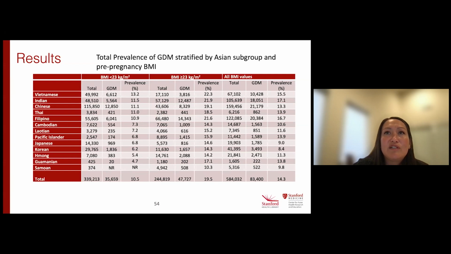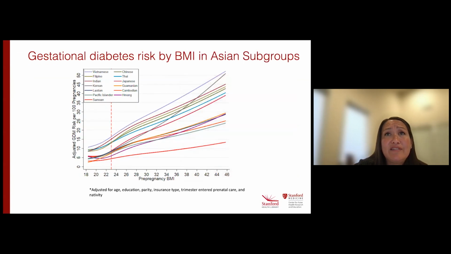And then interestingly, while Samoan patients had the highest rate of obesity, greater than 50%, they had the second lowest prevalence of gestational diabetes at 8.7%, and the lowest rate of gestational diabetes at a BMI of greater than or equal to 23. Whereas Vietnamese patients had the lowest rate of obesity at 2.4%, but the highest rate of gestational diabetes at 15.5%, and they had the highest rate of gestational diabetes at a BMI of less than 23. So it's very varied.